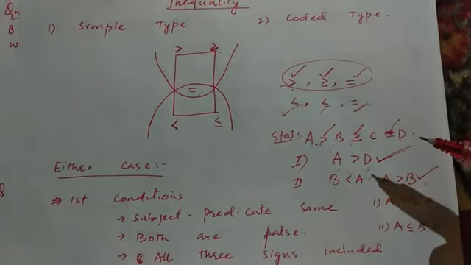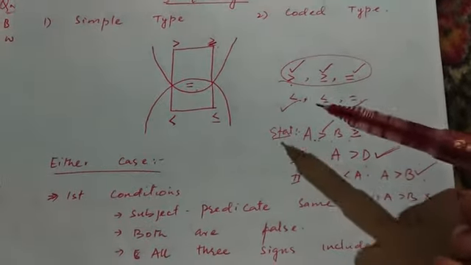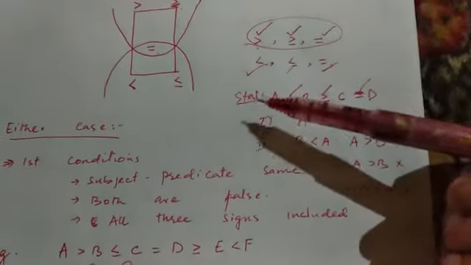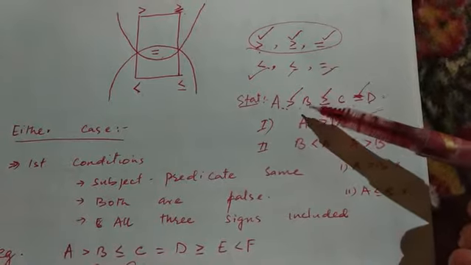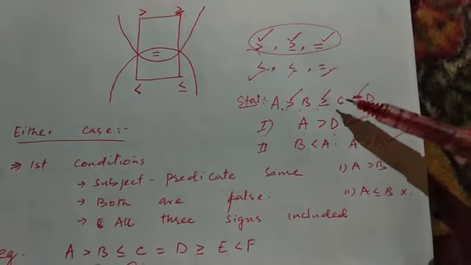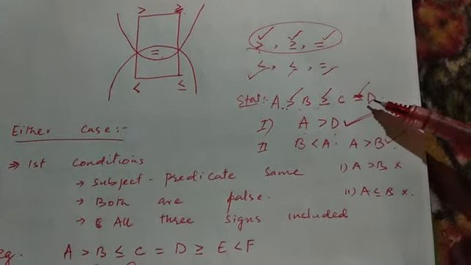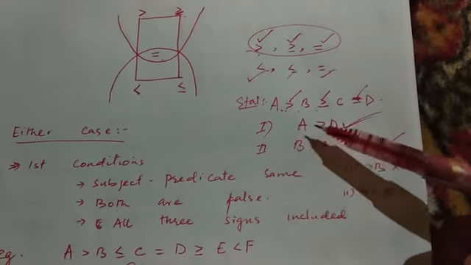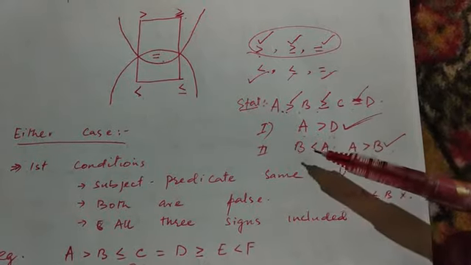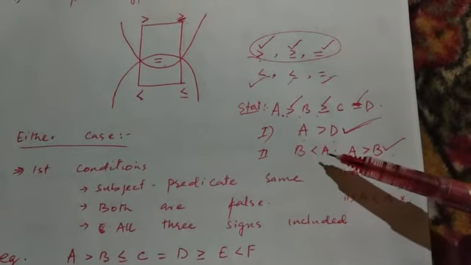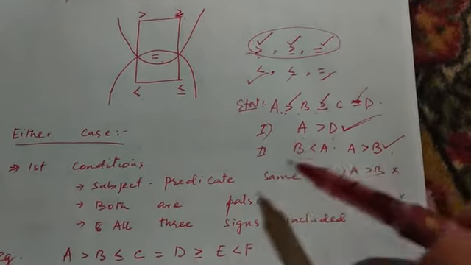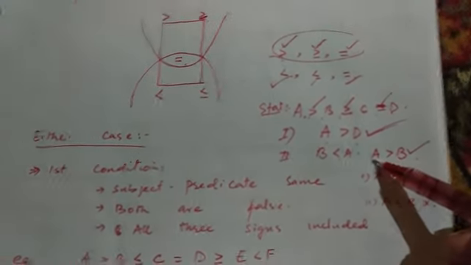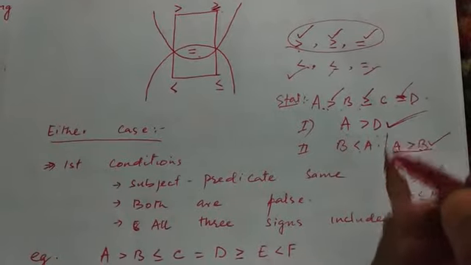Let me clear this concept through some examples. For example, we have statement A is greater than B, B is greater than or equal to C, C is equal to D. This is the statement, and our conclusion is A is greater than D, and second conclusion is B is less than A, or I can say A is greater than B. This is the same thing.